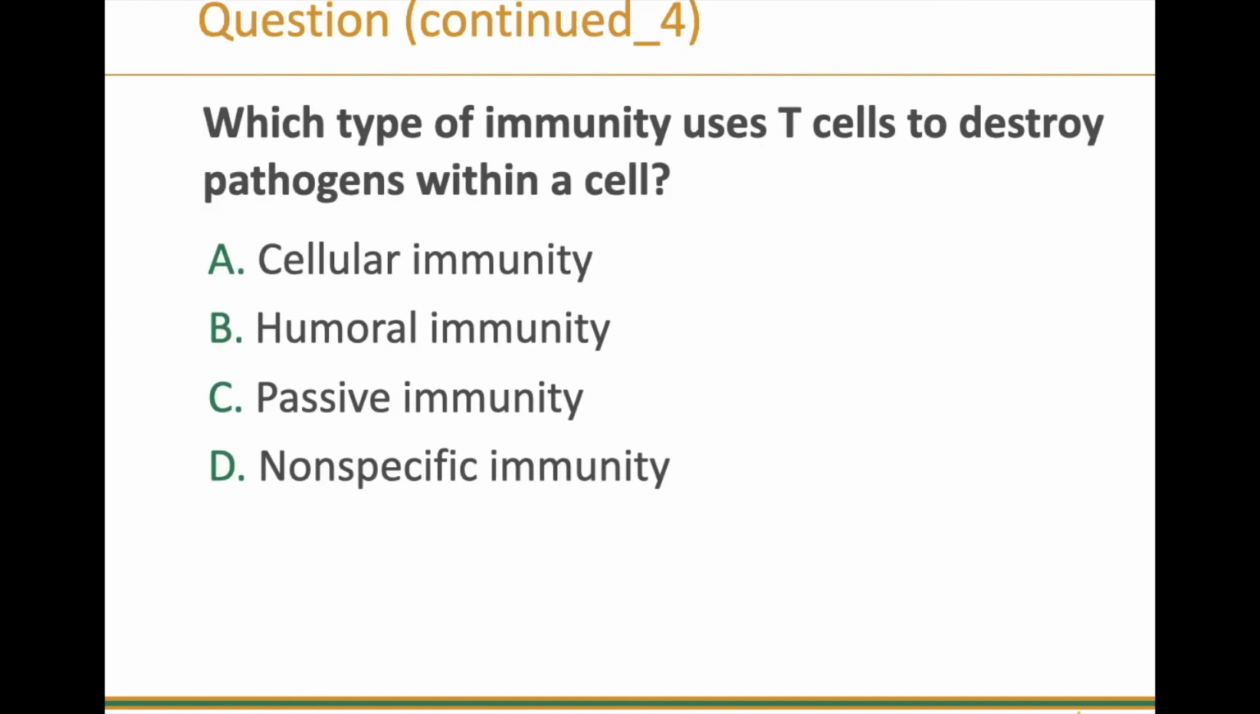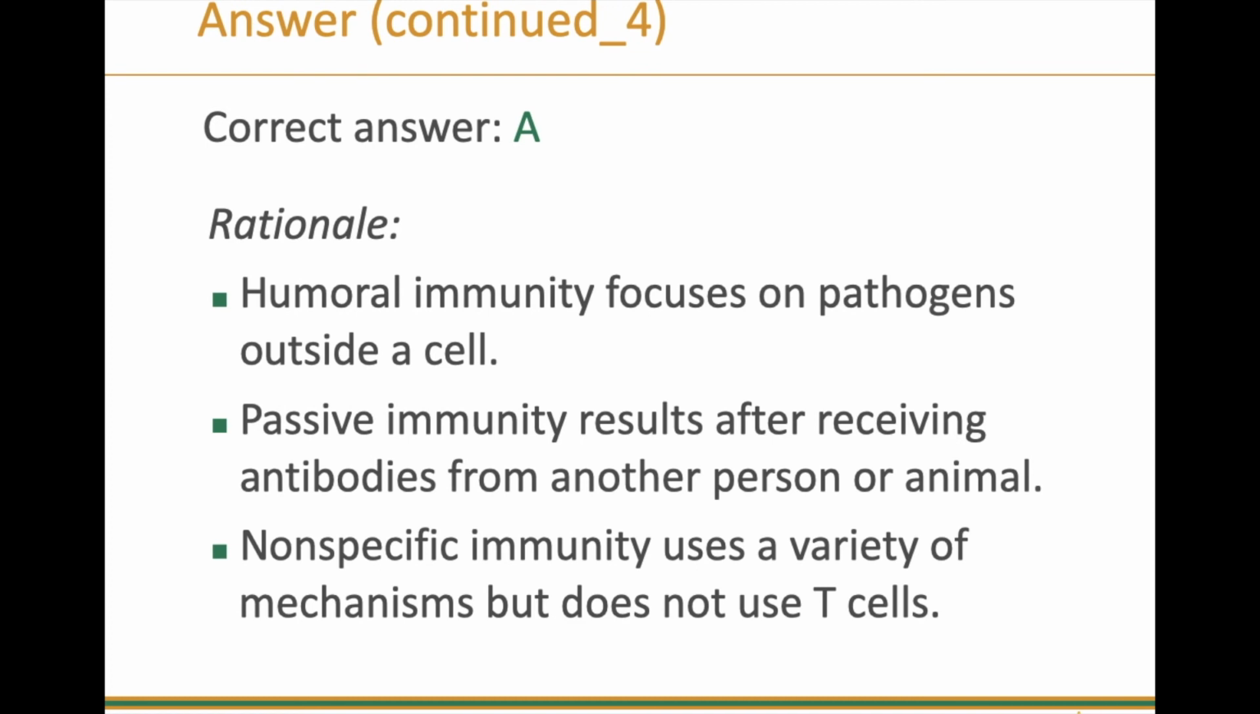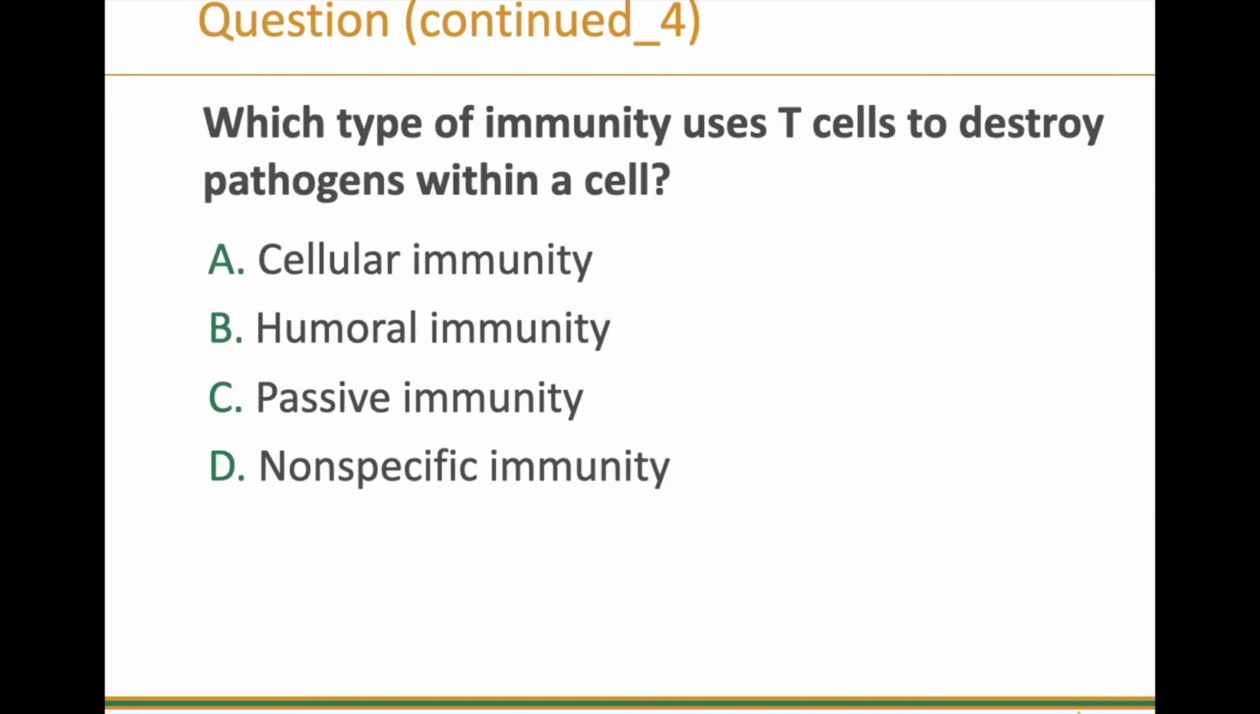So which type of immunity uses T cells to destroy pathogens within a cell? And the answer is cellular immunity. That's T cells. Humoral immunity is B cells. That's using antibodies.